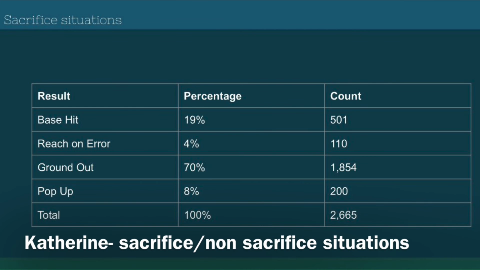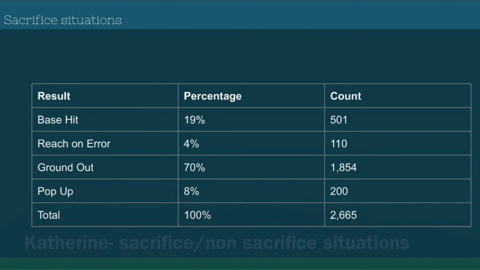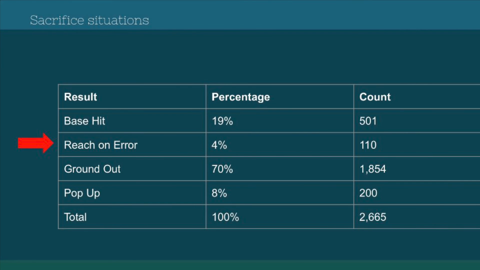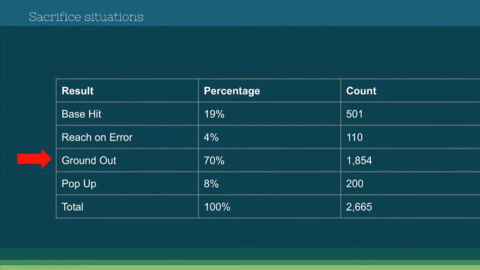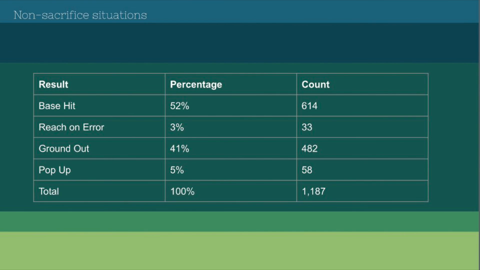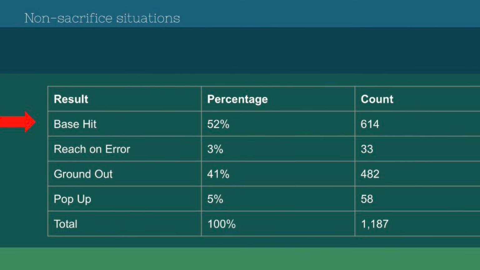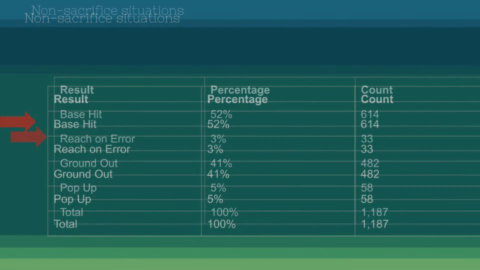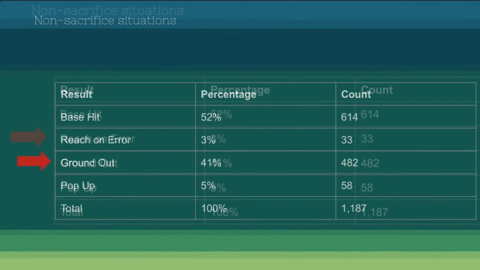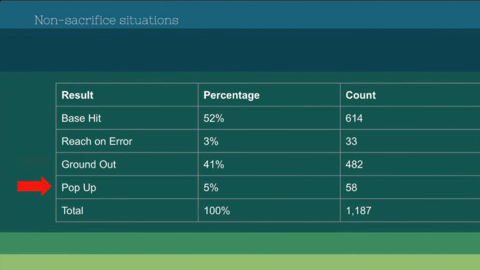So as we can see, for sacrifice situations, the base hit is going to be at 19%. Reach on error is the lowest percentage at 4%. Ground out is the highest percentage at 70%. And pop up is 8%. For non-sacrifice situations, we see base hit being the highest percentage at 52%. Reach on error is the lowest percentage at 3%. Ground out is 41%. And pop up is 5%.